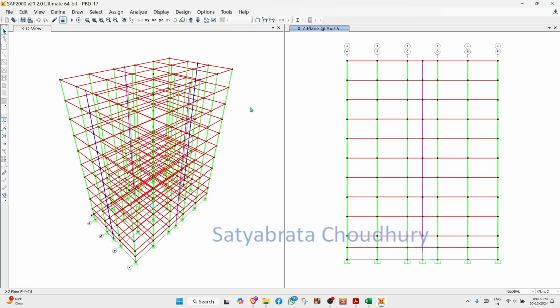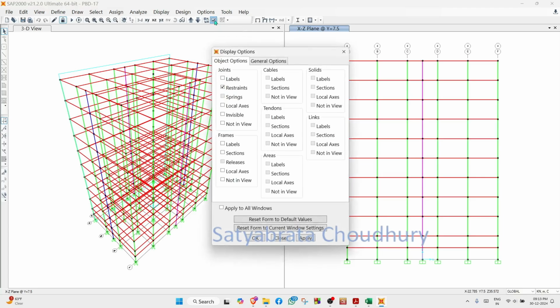So we have two windows. In the left hand window, the 3D view of the building is shown, and in the right hand window, the long directional frame is shown. This cyan color is showing the shear wall. You can see the expanded extruded view.